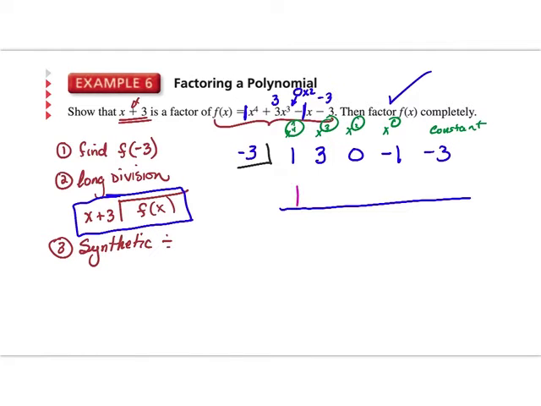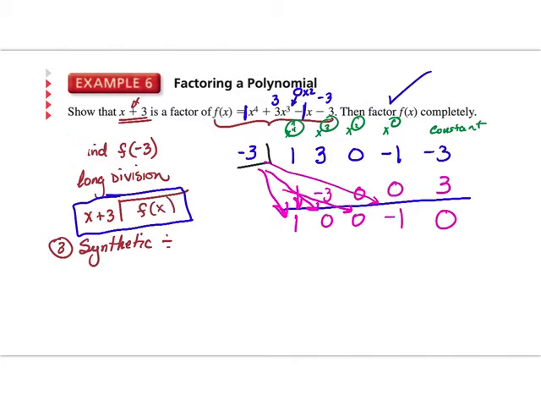So we're going to bring down the 1. We're going to multiply right here. That's negative 3, and we'll add. Then we'll multiply. That's 0, and we'll add. Then we'll multiply. That's 0. It's negative 1. Then we'll multiply. Negative 3 times negative 1 is positive 3. Remainder is 0. And that is awesome because that's what we're trying to show.